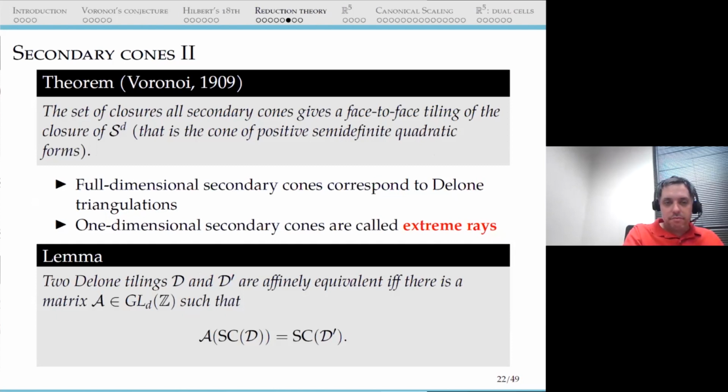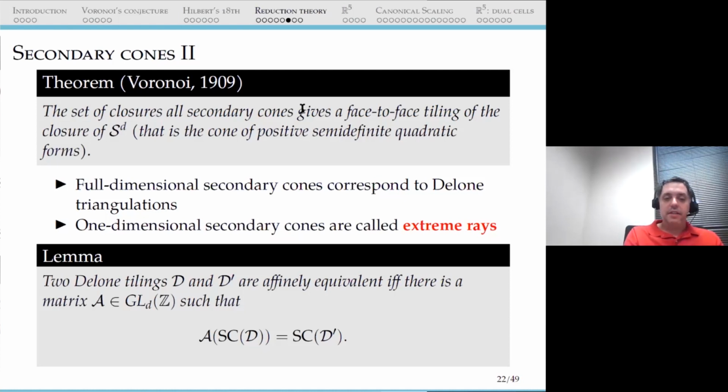So actually, there are two types of classes. There are notable, well, there are more that are notable, but two that are kind of on the different parts of the number of degrees of freedom. So in that case, if we have the secondary cones, which is full dimensional, that means that a small change in the quadratic form doesn't change the Delaunay tiling, and these correspond to Delaunay triangulation, where we have only simplices in our Delaunay tiling.